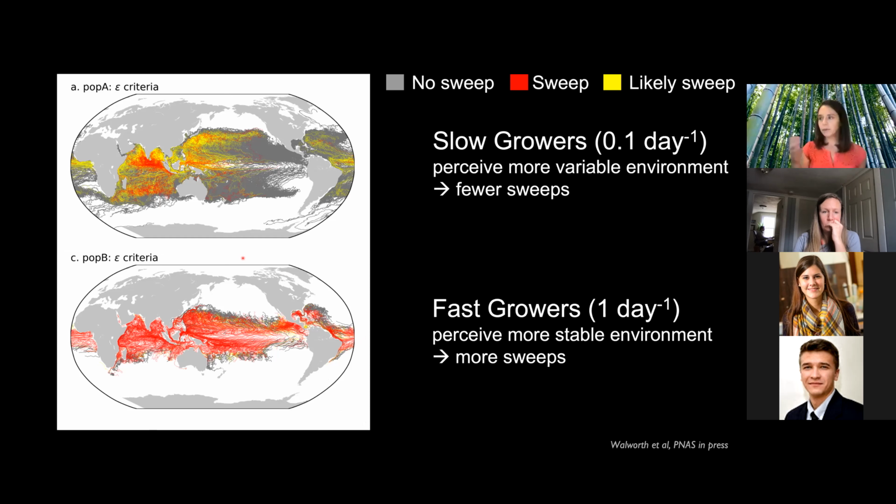And so what we found when we analyzed these results was that the slow growers perceived a much more variable environment because their generation times were longer. And so along the same trajectory, they would experience more changes in temperature, for example, which is what we're looking at here. And as a result, they in general had fewer sweeps because they didn't stay in the new environment long enough for those sweeps to occur. Whereas the fast growers perceived a more stable environment because they had the shorter generation time, and they therefore were able to adapt much more quickly to warm temperatures and had many more sweeps.